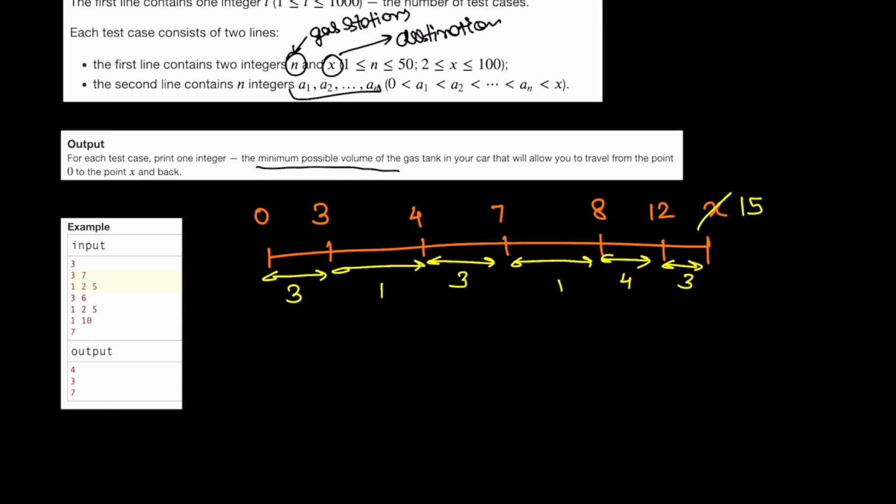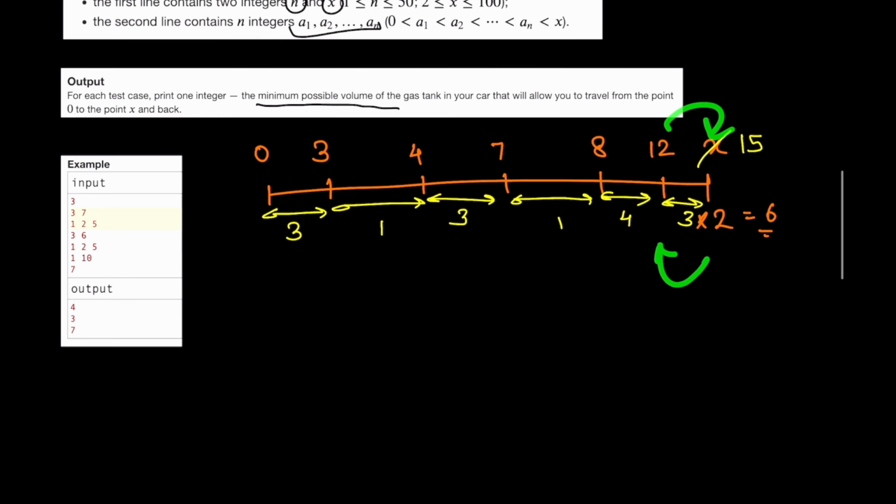However, there's a catch in this question. Going from 12 to 15 we require 3, but at 15 the gas tank is not refueled. So we need to cover 12 to 15 and 15 to 12. That means we need to multiply this by 2, that is 6. We require 6 amount of gas in the gas tank to be able to complete the journey. So the maximum answer would be 6. I hope you got the approach.